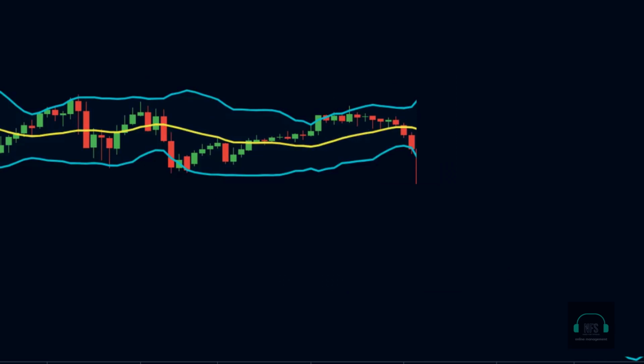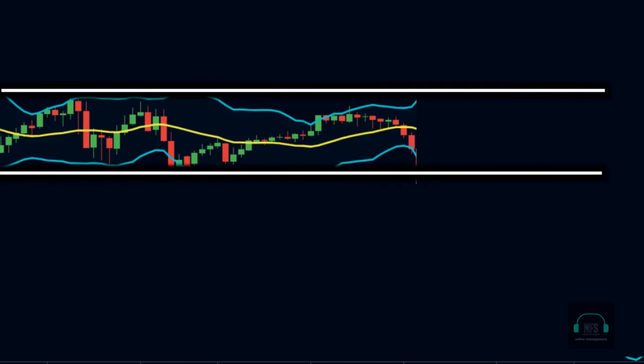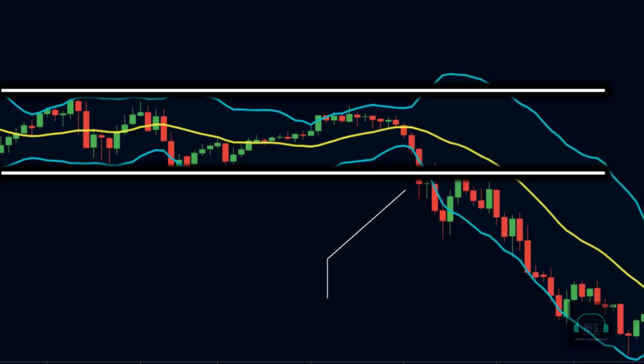Now we will mark horizontal levels of support and resistance. In order for the price to trend, it must break this area. Here we see that the price has successfully broken the support, and the close of this candle is below the lower band. This is our entry candle. We will sell the stock after the close of this candle.